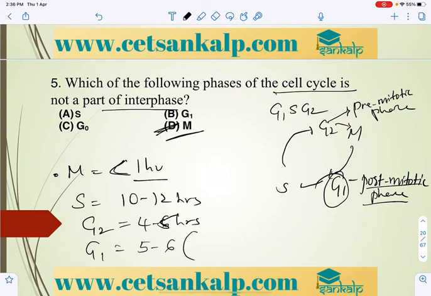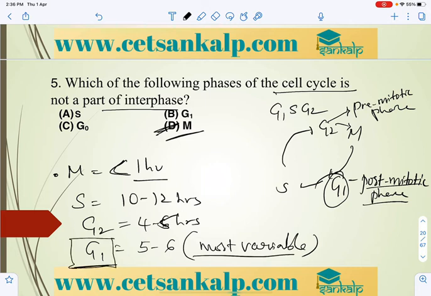So among these, the most variable phase is G1, right? Once the cell gets arrested, it takes more time to complete that particular G1 phase.